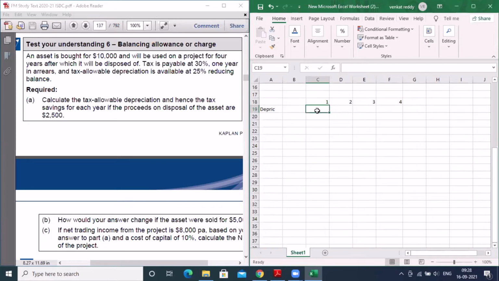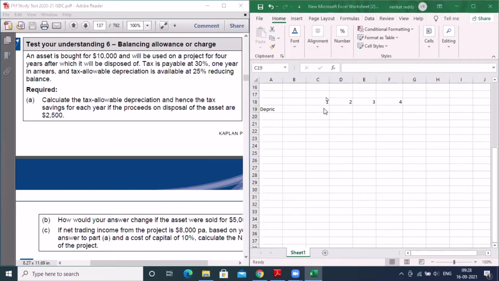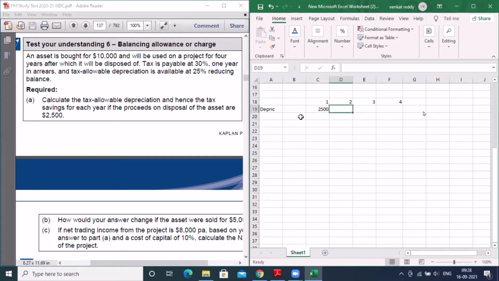The cost is 10,000, right? The cost is 10,000 and the amount of depreciation is 25%. Yes, that's it. It is 2,500. So the depreciation for the first year is 2,500. And what will be the written down value?